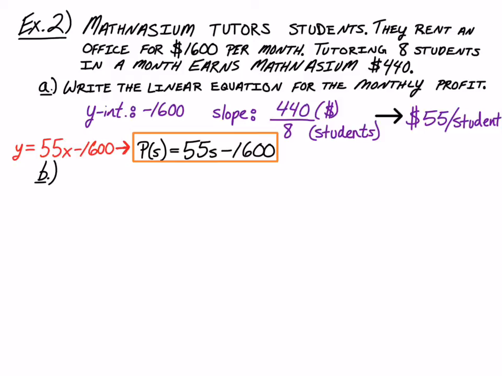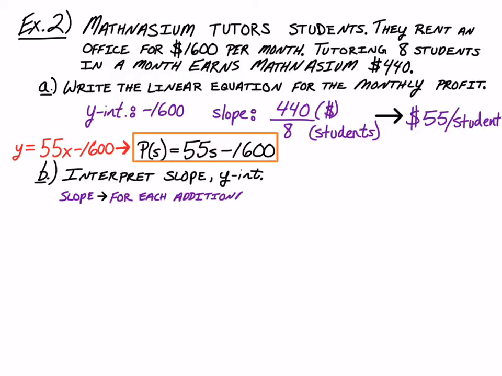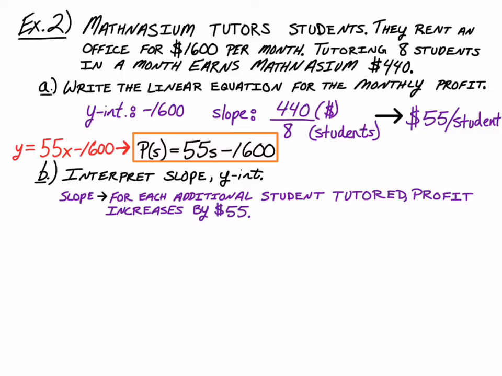All right, part B. Interpret the slope and the y-intercept of this line, which means explain it in words. What the heck's going on with those values? So let's start with the slope. Slope is 55, and remember we said it's dollars over students, so $55 per student. So we need to put it in some organized manner to say, for each additional student that gets tutored there, okay, so for each 1 unit increase, for each additional student tutored, the profit increases by $55.